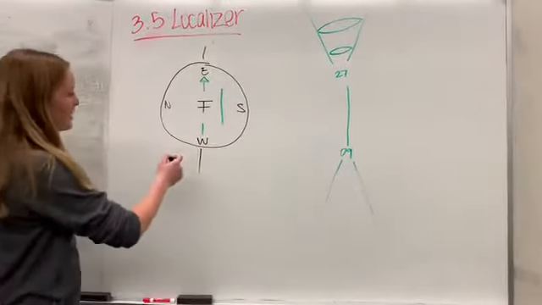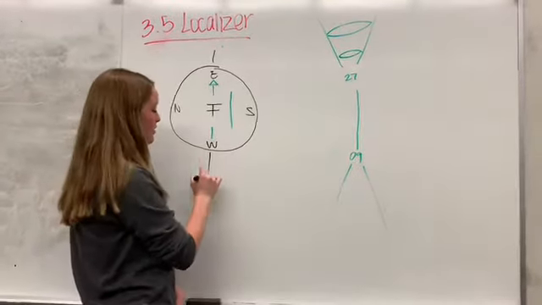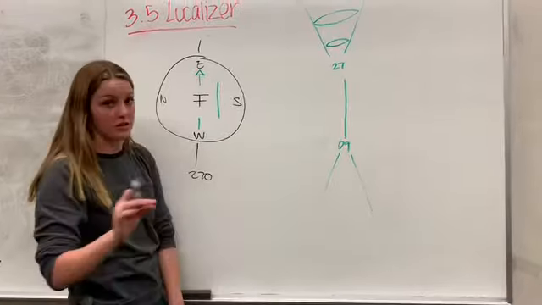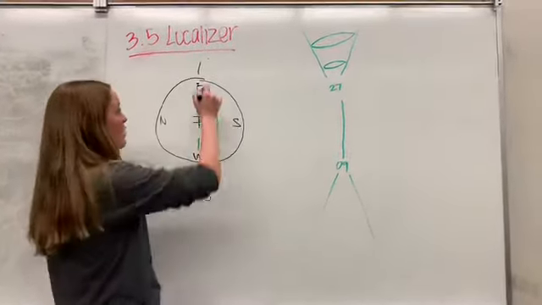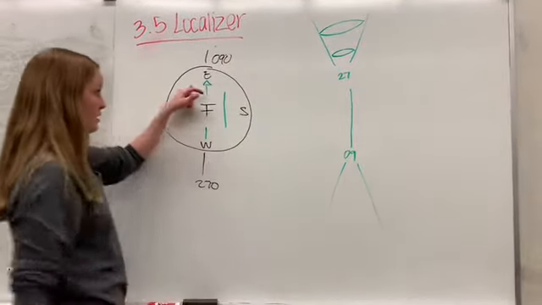So now we look at this. This is on the from the 270. So this means everything is flip-flop because it's not to the 270 radial. It's from the 270 radial. So we're on the 090 radial, which would be east.